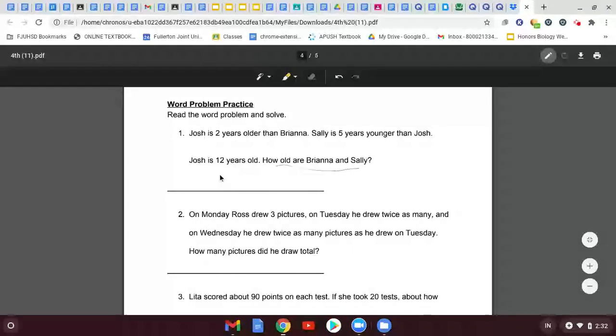Josh is 12 years old, which is 2 years older than Brianna. Which means we have to subtract the numbers, so Brianna is 10 years old. And then Sally is 5 years younger than Josh, which means we have 12 minus 5, which is 7. So Brianna is 10 years old and Sally is 7 years old.